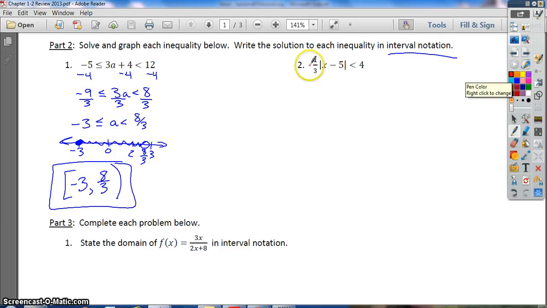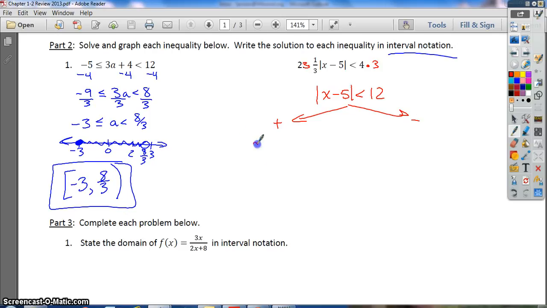Number 2, start by multiplying by 3 both sides. So I get the absolute value, x minus 5 is less than 12. Positive 3. Now, again, absolute value is by itself. You now break it apart. This is my positive value. So x is less than 17. This will be my negative value. Remember to flip the sign. I add 5 over, I get negative 7.